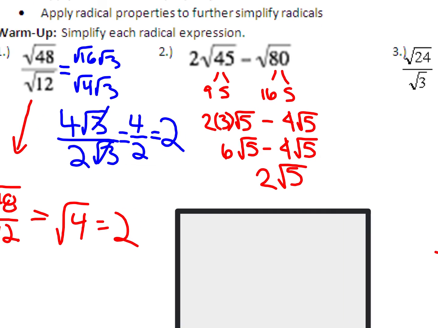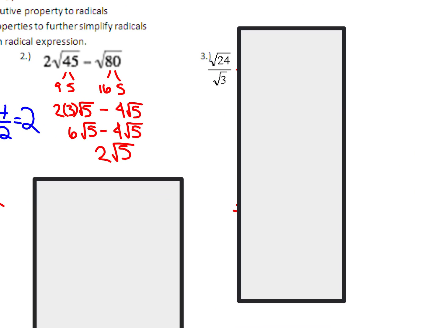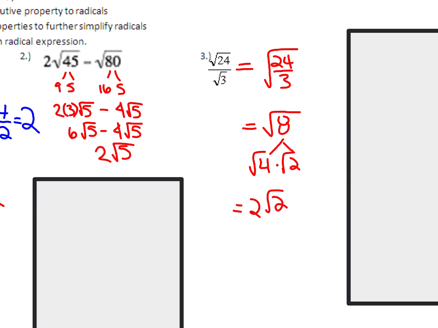All right, warm up number last. I used the quotient rule, and I just did 24 divided by 3. That's 8. And then you do have to leave your answers in simplified radical form, so I had to break 8 down into the square root of 4 times the square root of 2. So your answer there is 2 root 2. Any questions about that?